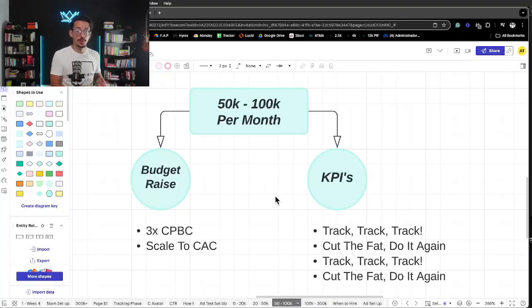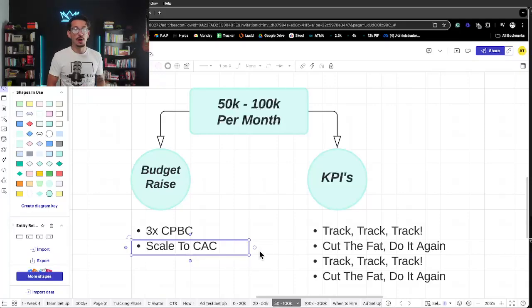So if your cost per book call is $200, you want to get the ad budget to spending $600, $800 a day, so you can start booking multiple calls a day. That's literally it. It's scale the ad budget up to pretty much the business break-even. Ideally, you want to scale to your cost to acquire a client. Let's say your cost to acquire a client is $1,000. Ideally you want to scale your ads to $1,000 a day so you can get a sale every day.